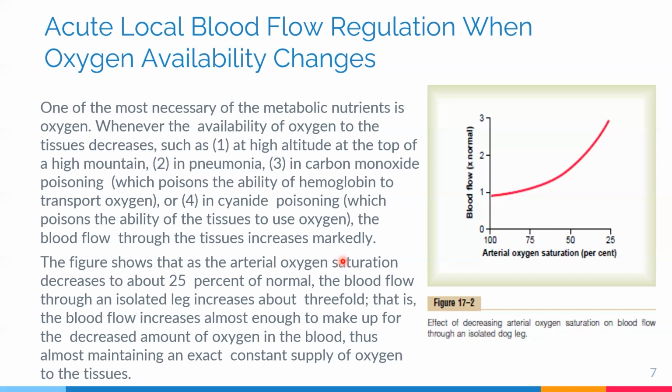What this means is that the local blood flow changes accordingly in order to maintain a constant level of oxygen concentration. The figure here shows that as arterial oxygen saturation decreases about 25%, the blood flow increases close to threefold. That is, the blood flow increases almost enough to make up for the decreased amount of oxygen in blood, and thus maintaining an exact constant supply of oxygen to the tissues. That is obvious from this particular graph. When the arterial oxygen saturation decreases to 25% of its original value, the blood flow increases 3 times as compared to normal in order to maintain the constant oxygen saturation.